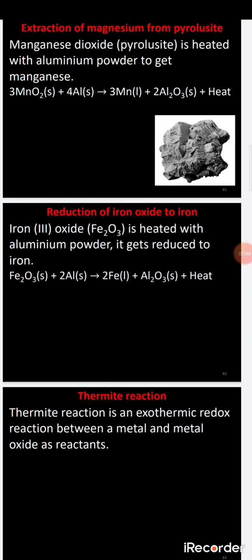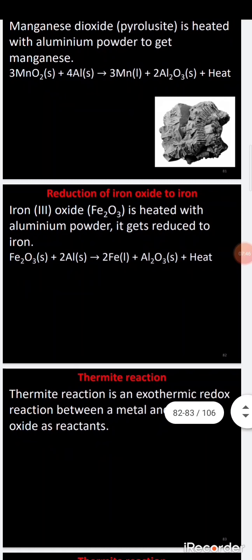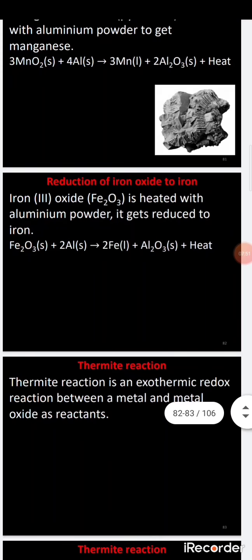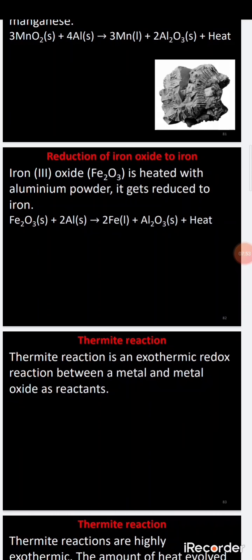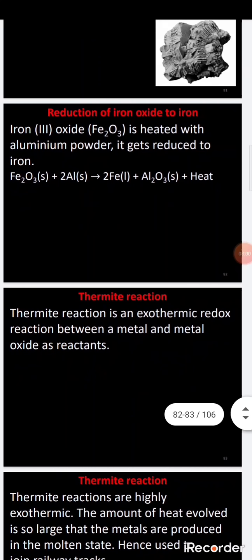Because the iron oxide in this reaction is heated with aluminium powder. This is used to join railway tracks or cracked machine parts. That is called the thermite reaction. Then what will they ask in the examinations for 1 mark? What is the thermite reaction?